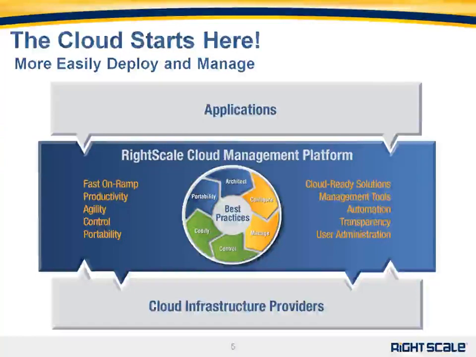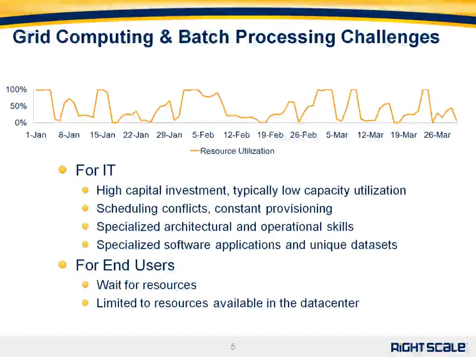Specifically where RightScale fits in, we're the orchestration and automation layer between the applications you want to run and the cloud infrastructure providers themselves. So providers like Amazon Web Services, Rackspace, and more getting into private and hybrid cloud solutions. RightScale, again, is a multi-cloud system that stitches together a lot of these resource providers to enable you to more easily, quickly, and more effectively take advantage of the great offerings that these cloud providers have.